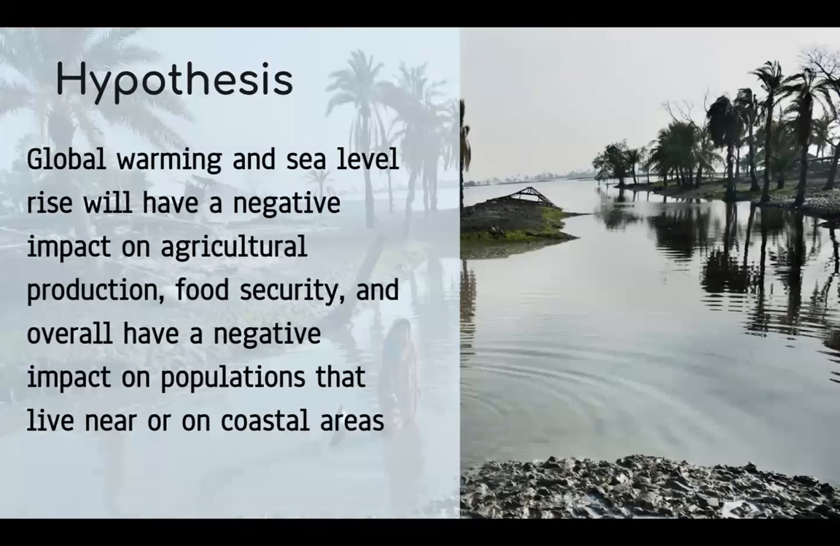So the hypothesis of our paper is that global warming and sea level rise will have a negative impact on agricultural production, food security, and an overall negative impact on populations that live on or near coastal areas. So basically what that's saying is based on current trends, they believe that saltwater rise will continue to occur and make food instability even more of an issue for Bangladesh and just harm their overall agricultural output.